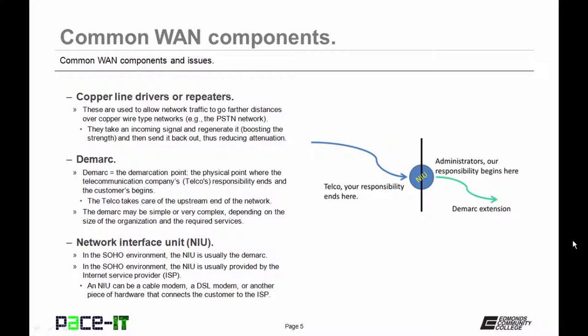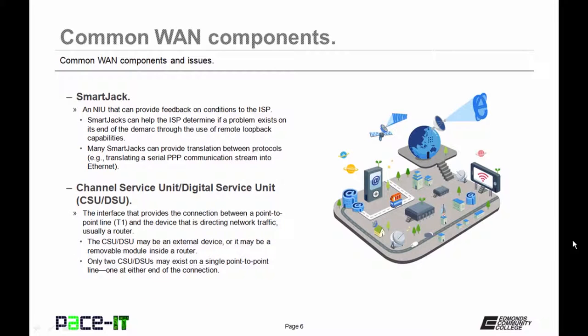Then there is the Network Interface Unit, or the NIU. In the SOHO environment, the NIU is usually the DMARC. Also in the SOHO environment, the NIU is usually provided by the Internet Service Provider, or ISP. An NIU can be a cable modem, a DSL modem, or another piece of hardware that connects the customer to the ISP.